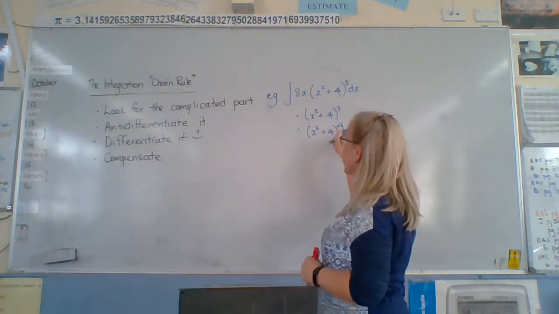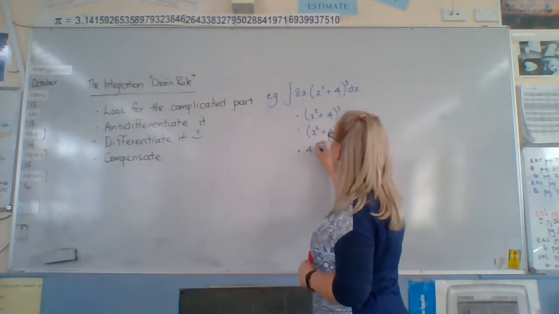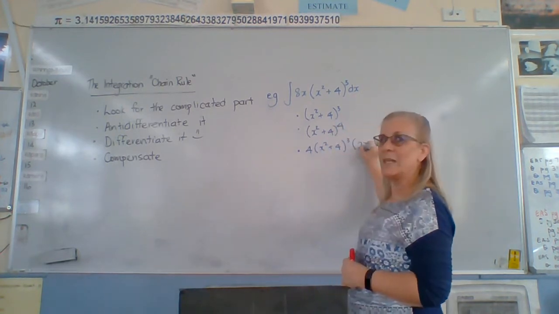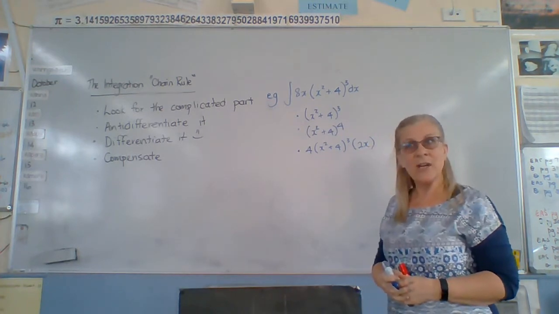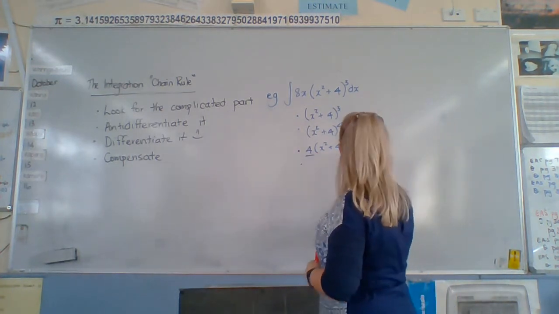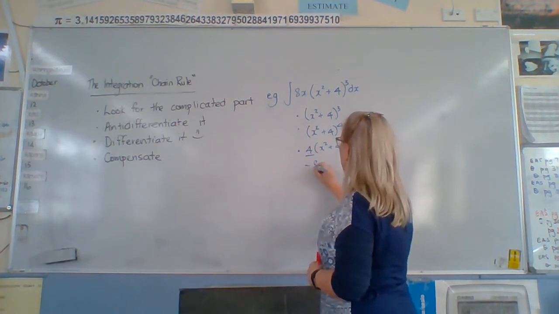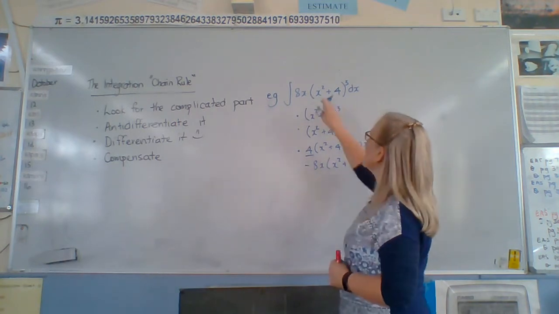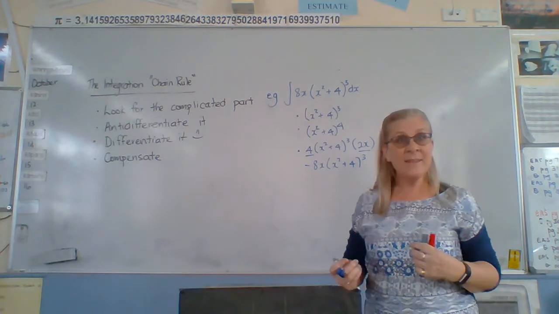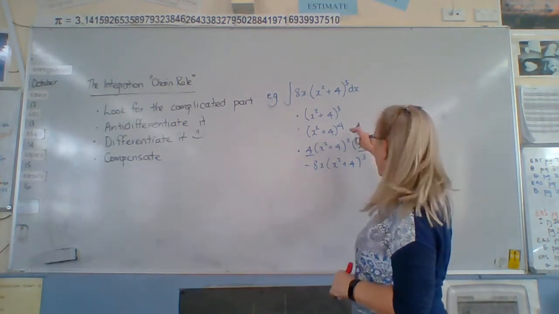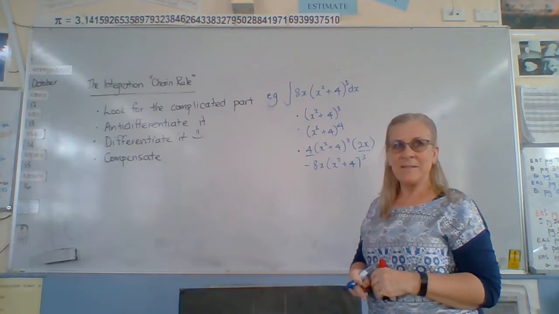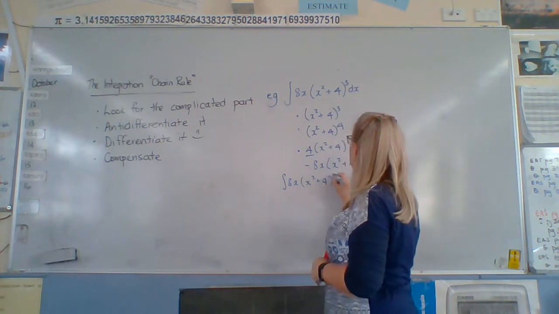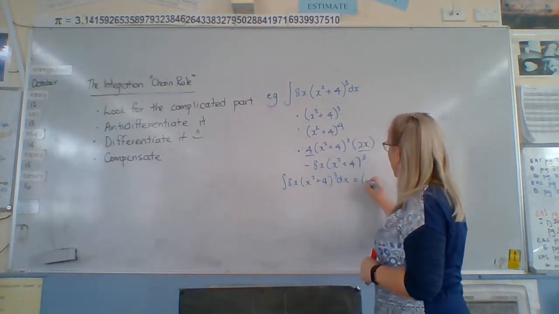So if we differentiate this, what do we get? We get 4 times x squared plus 4 to the power of 3 times 2x. Right? So 4 and 2x, 8x. Now we compare that to the beginning. It's the same thing. So it came from that. So this integrates to this.